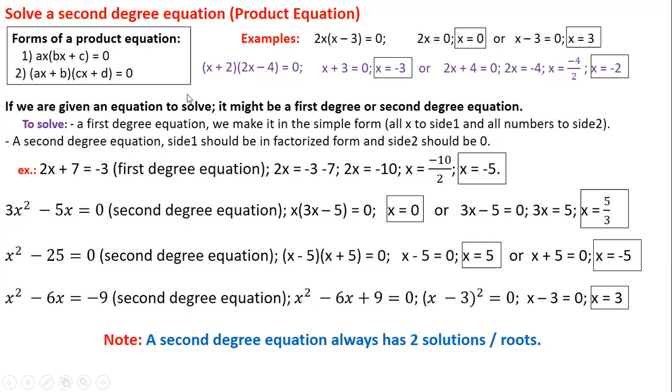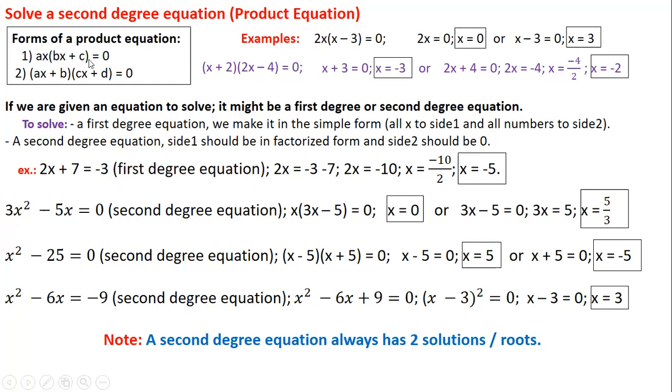So if we are given an equation to solve, it might be a first degree or a second degree equation. So to solve a first degree equation, what do we mean by a first degree equation? Where the exponent of the variable x is 1. We make it in the simple form, having all x to side 1 and all numbers to side 2. A second degree equation, side 1 should be in factorized form and side 2 should always be 0. So if you look here at these two examples, as I'm saying, this is a second degree equation, so side 1 should be in factorized form.